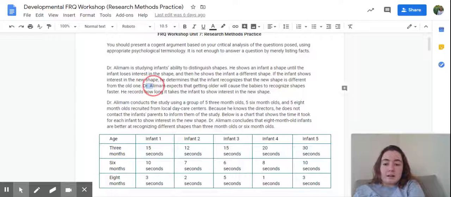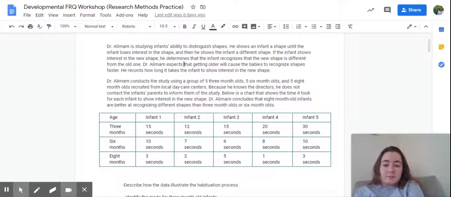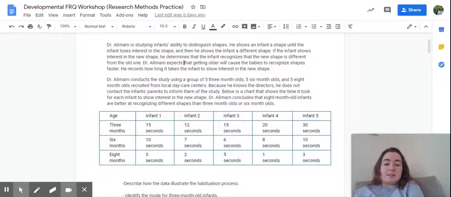So here we see Dr. Alleman expects that getting older will cause babies to recognize shapes faster. So he's going to change their age, right? So he's using 3 months old, 5 6 months old, and then 5 8 month olds. So he's changing the age, and what he suspects is going to change as a result, dependent upon him changing that independent variable of age, will be the amount of time spent looking at the object. So dependent variable, again, would be the time spent looking.